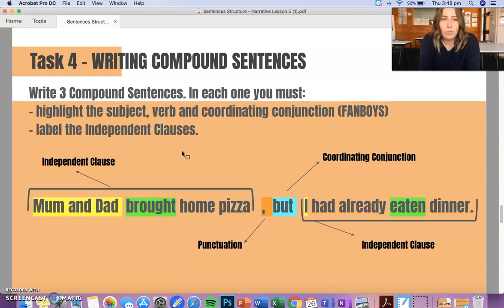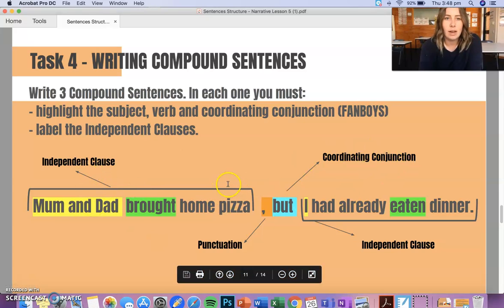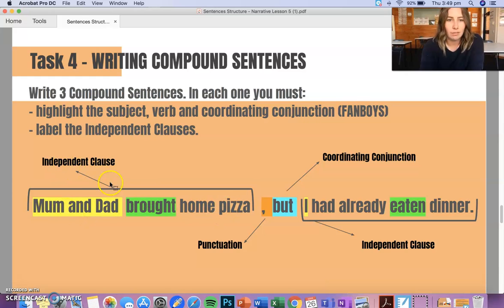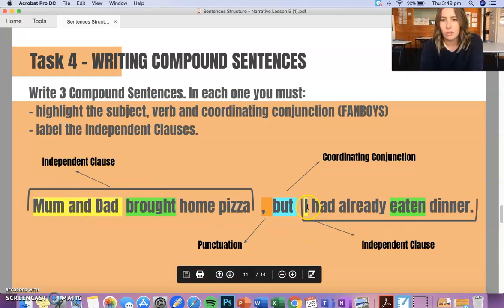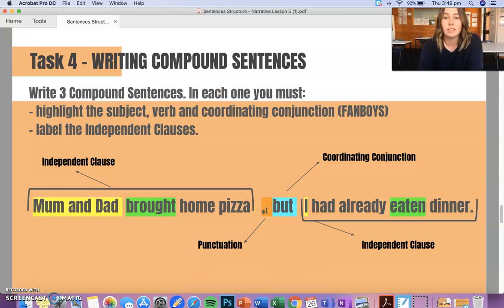This is task number 4, and what you have to do is write 3 compound sentences. For each one you must first highlight the subject and the verb, and also the coordinating conjunction. You also need to label the independent clauses. What you should have on your page is 3 different compound sentences that look a lot like this. You see I've written the independent clause and labeled it, another independent clause and labeled it. I've also got my coordinating conjunction, which is but, and I've also labeled the punctuation. So just recapping, you need to write 3 of your own compound sentences.